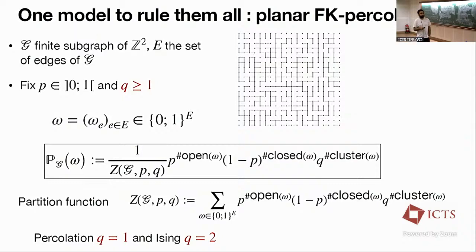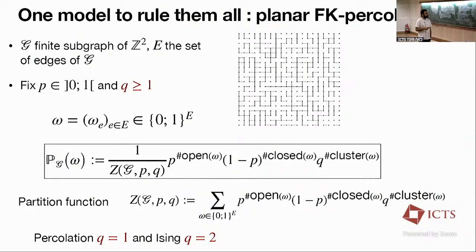So what does it mean? It means that I was taking my Bernoulli percolation model, but twisting it by q to the number of clusters. And when I have one point alone, it's considered as a cluster.